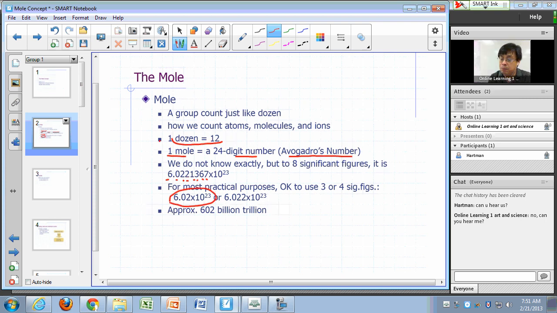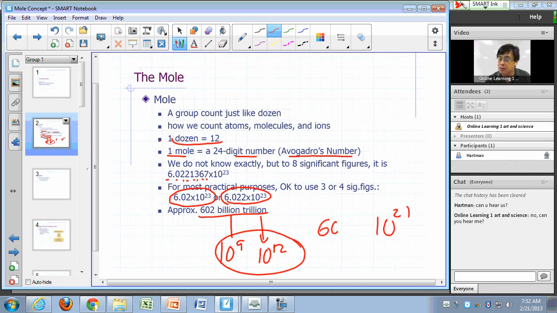For most practical purposes, you only need 3 or 4 sig figs. So you can use 6.022 times 10 to the 23rd or 6.02 times 10 to the 23rd. In terms of words, you can say that it's about 602 billion trillion. Remember, a billion has 9 zeros, a trillion has 12 zeros. So that's 10 to the 21. So 602 times 10 to the 21 is the same thing as 6.02 times 10 to the 23rd. Okay, so that's how big that count is.